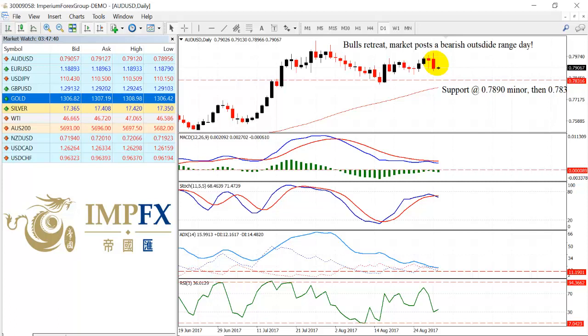So overnight, the noise of the bearish price action heightened as the dynamics of a potential bear market may be emerging, with the depreciation in the Australian dollar now increased by the posted outside range day.